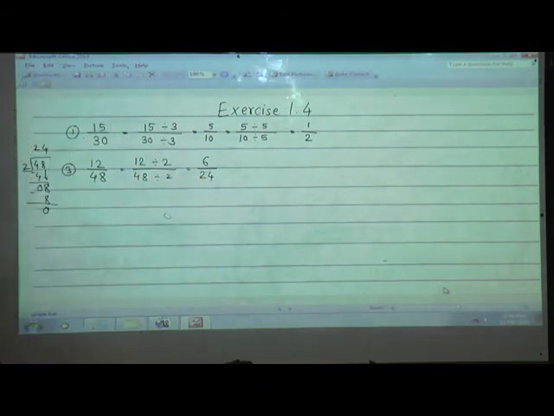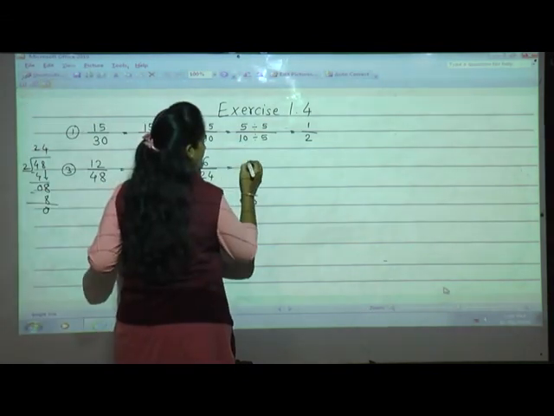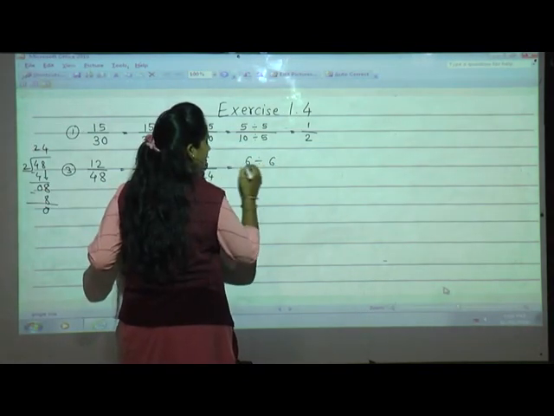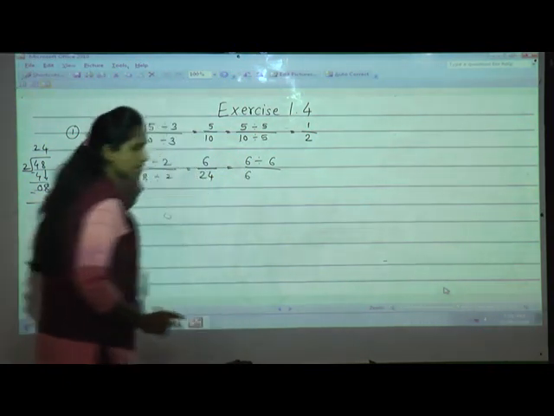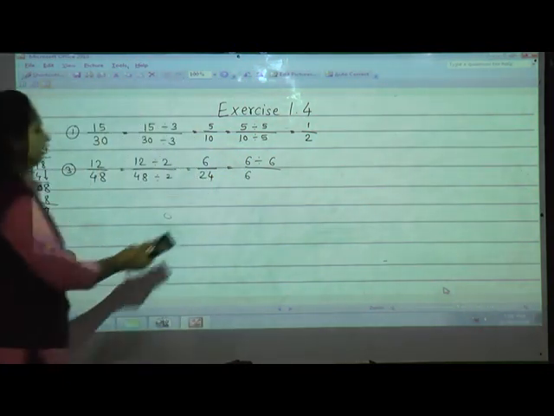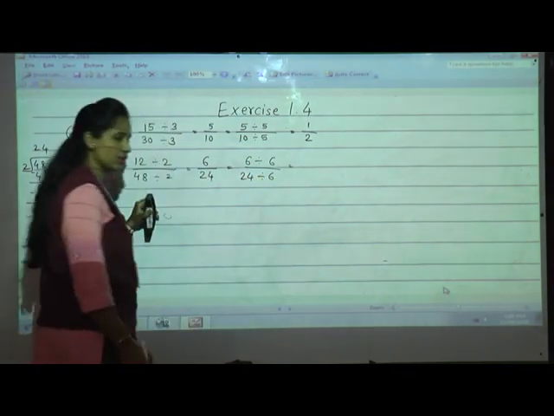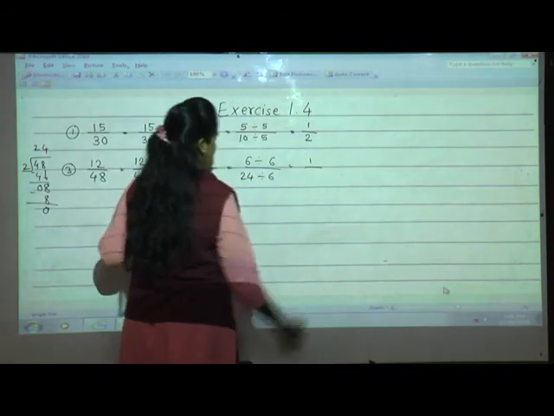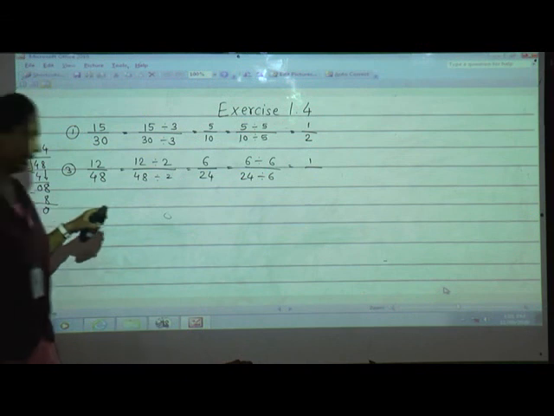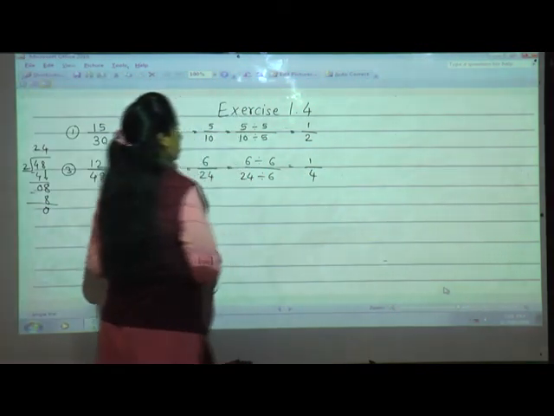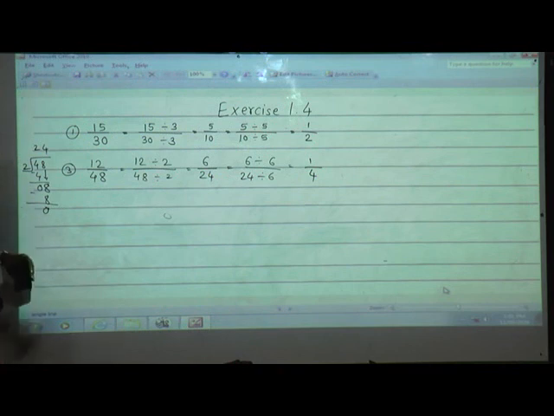Now again we need to simplify this number. How we can? See, with 6 only. 6 divided by 6 and 24 divided by 6. 6 divided by 6 we get 1. 24 divided by 6 we get 4 because 6 4s are 24. So what is the answer? 1 by 4. Clear? Yes. Now next example I will solve. Fourth one.